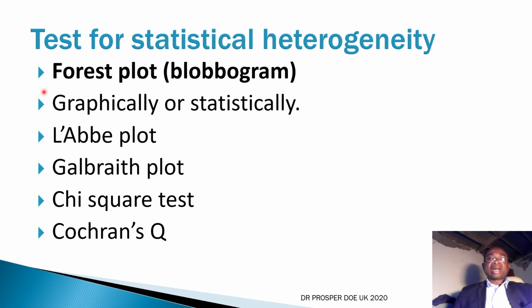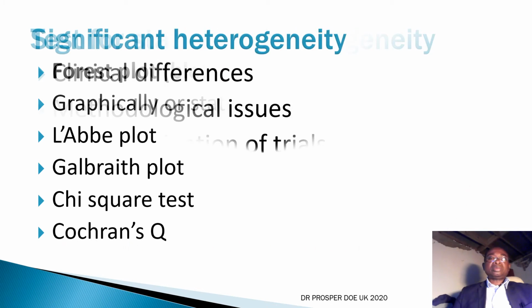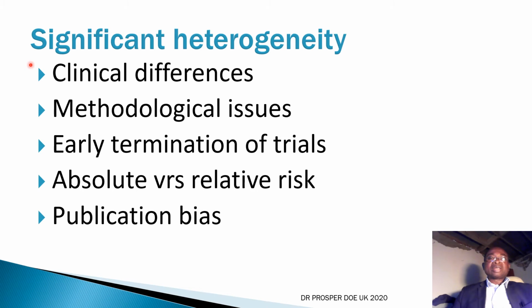Tests for statistical heterogeneity include the forest plot or blobogram, graphically or statistically, the Labbe plot, Galbraith plot, chi-square test, and Cochran's Q. Significant heterogeneity occurs where there are clinical differences or methodological issues, early termination of trials, absolute versus relative risk, or publication bias.